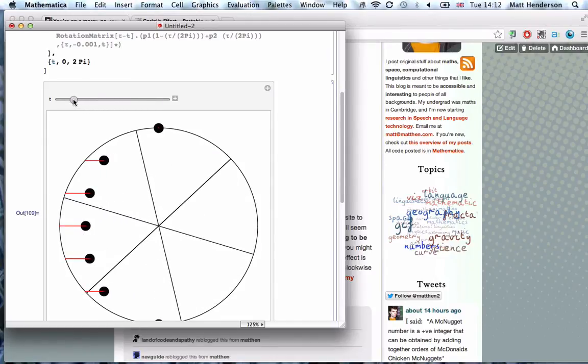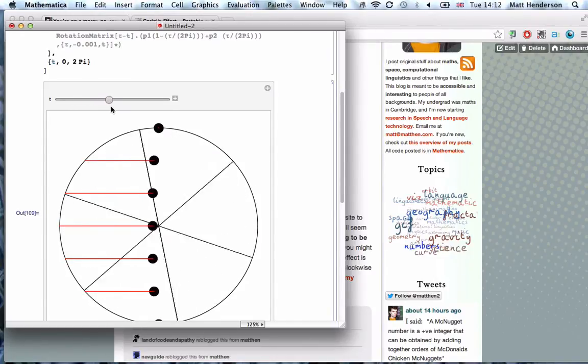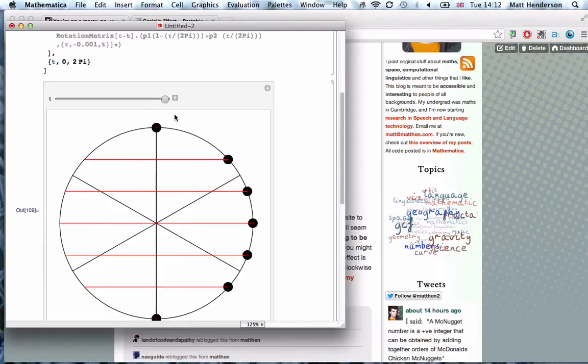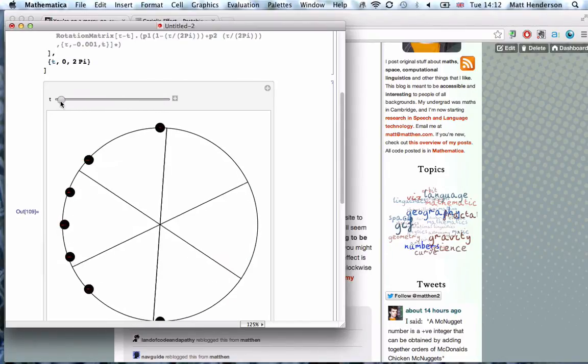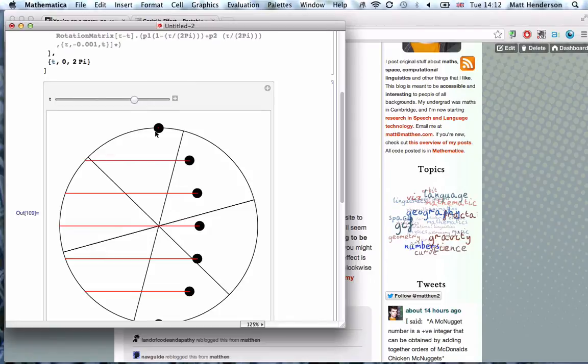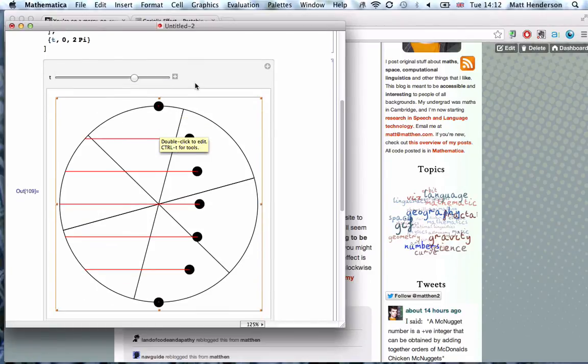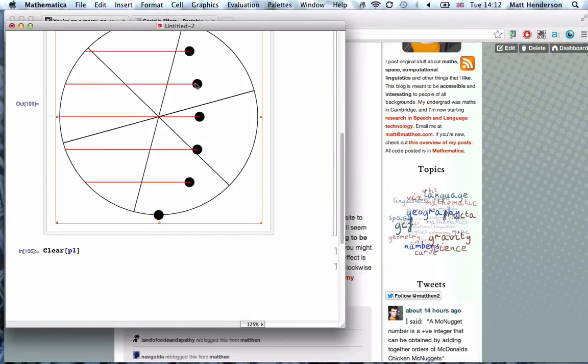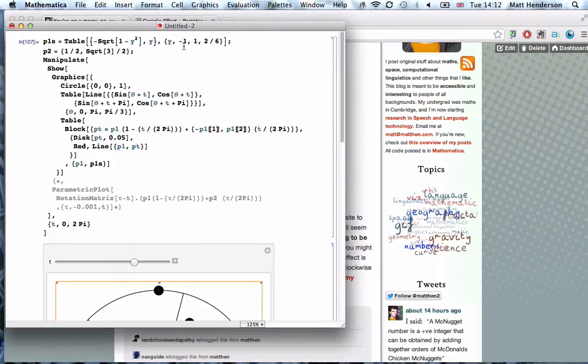So they go across at different speeds because they all have to finish at the same time. And also there's one at the beginning, which is one at the top which doesn't move anywhere. And there's no real point in that. So that's a couple of things to fix.